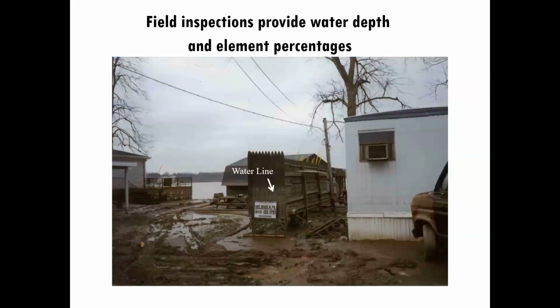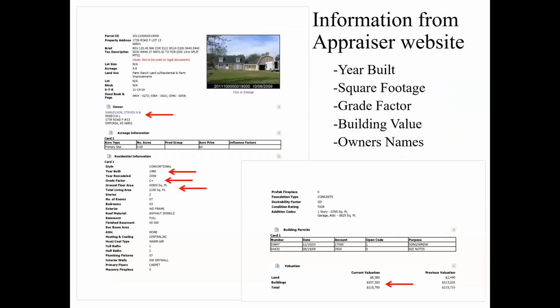And then field inspections provide water depth and element percentages. So sometimes you have these high water lines that you can see on fences adjacent to the structure or on the structure, and that information is really useful to us in determining the percent damaged. So this is a manufactured home in this example, and so it was inundated above the first floor, which typically means it's going to be substantially damaged. And so having this information can help with making those determinations.